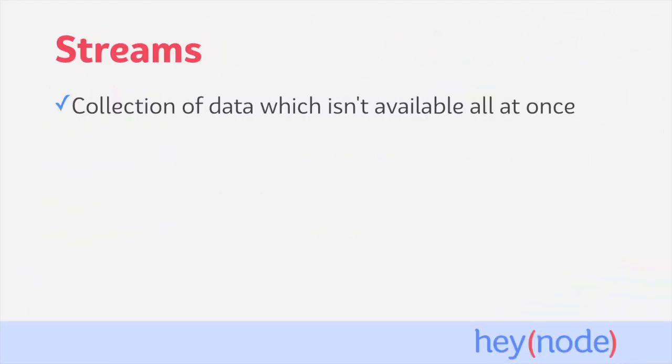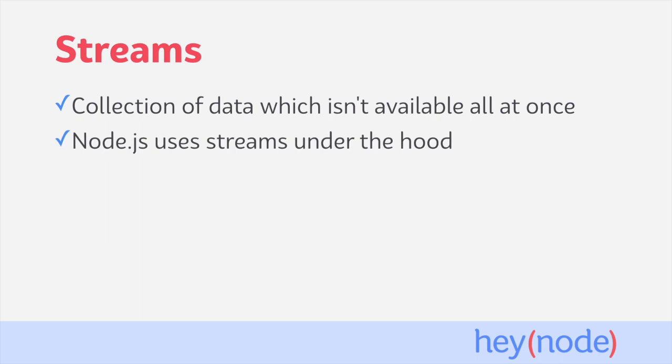A stream is a collection of data which arrives piece by piece. The data isn't available to us all at once, and instead we work on it piece by piece. In Node.js, streams are used by many of the built-in modules to handle asynchronous data processing. For example, the built-in HTTP module uses streaming interfaces within the client request and server response objects, which are at the heart of the HTTP module.